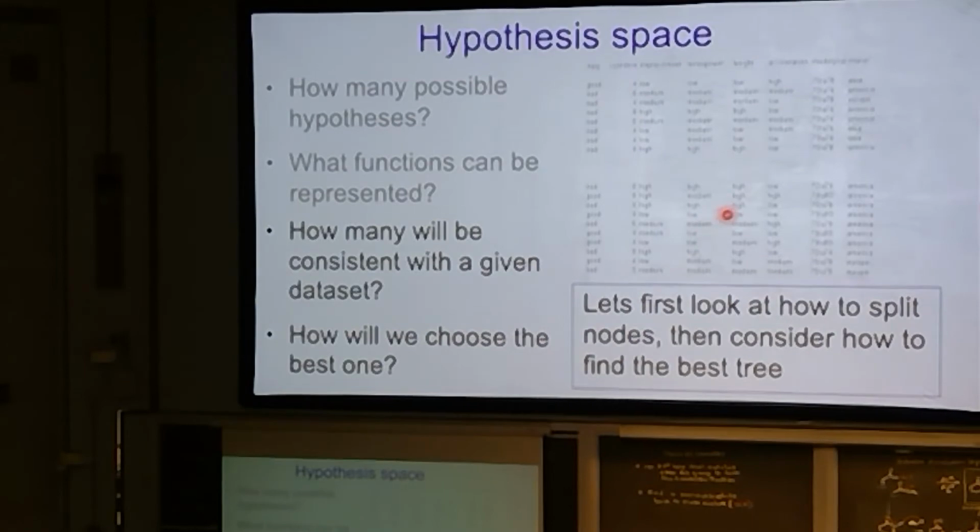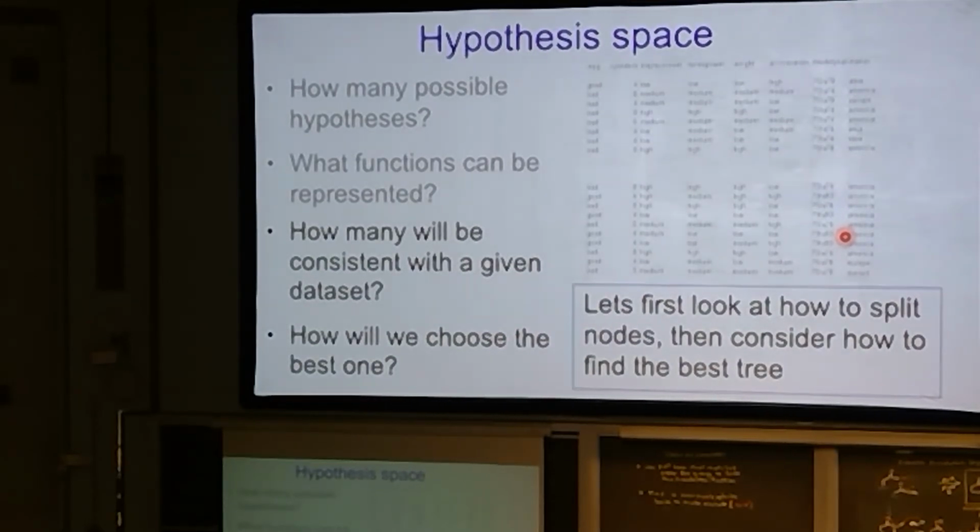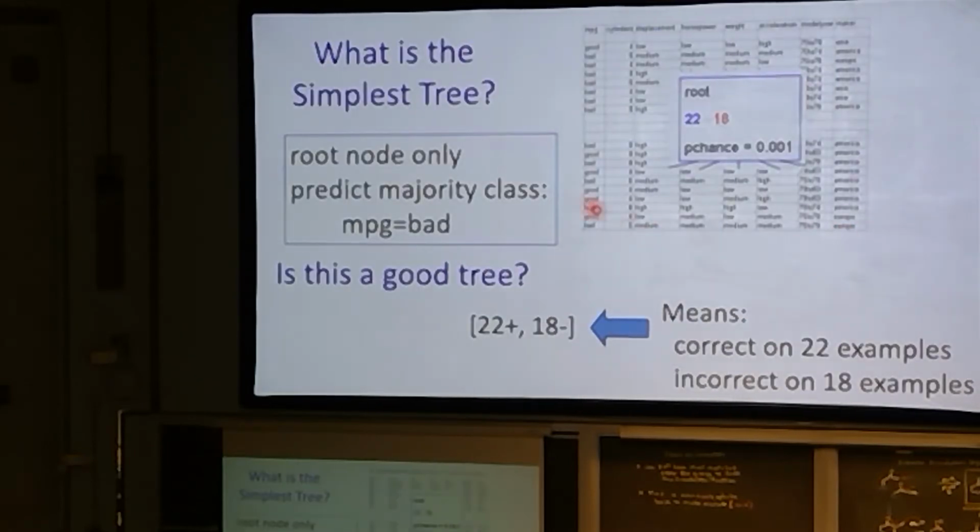Okay, so let's first look at how we split the nodes, which I just keep saying we're going to split. Let's look in detail at how people actually do that, and then we'll consider finding the best tree. So what is the simplest tree? Again, I have this one target variable here that's good or bad, and in this case I have 1, 2, 3, 4, 5, 6, I guess 7 different features, and here they're all discrete.